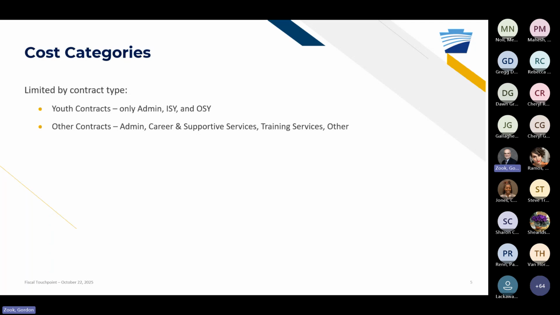CWDS now limits the cost categories by contract type. For your youth contracts, you're only going to see categories for administration, in-school youth, and out-of-school youth. For your other contracts, primarily your adult and dislocated worker, you're going to see administration, career and supportive services, training services, and other. So hopefully that's a way of keeping things more consistent so that you don't use the wrong categories by mistake.